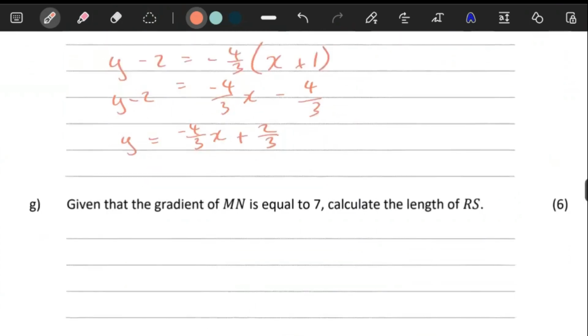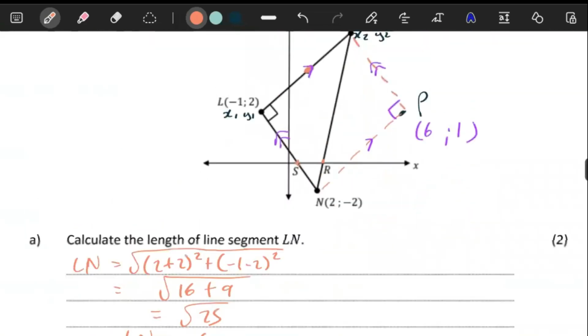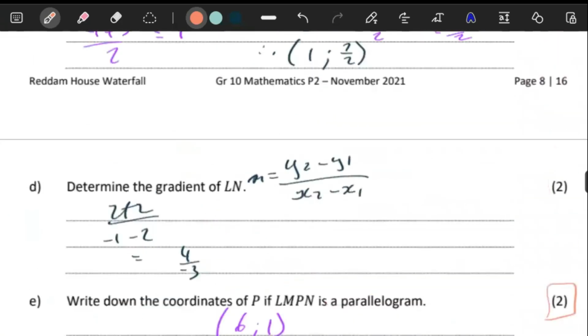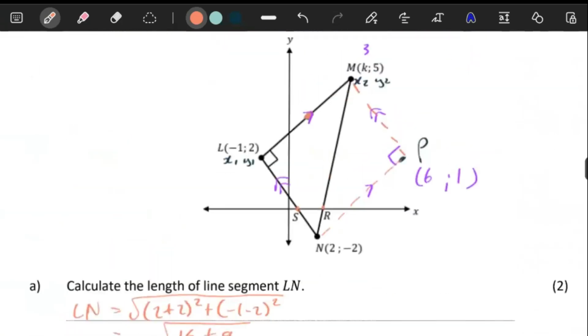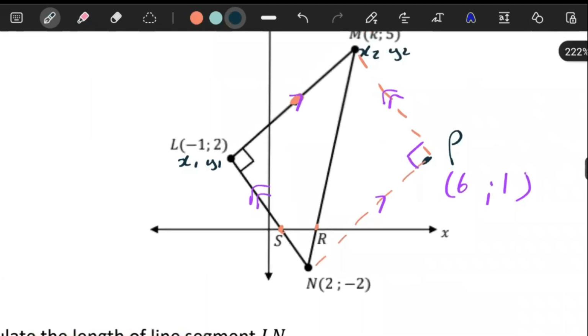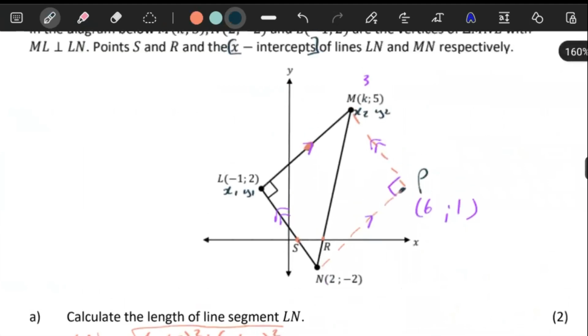Okay, moving on. Question 6 out of 6. They said, given that the gradient of Mn, where's Mn? Yeah, it's quite steep. So the gradient is 7. Calculate the length of RS. Okay, from here to there. Well, fortunately, it looks like we can just get the two equations of the two lines and then get their x-intercepts, because the equation of Ln we already have.